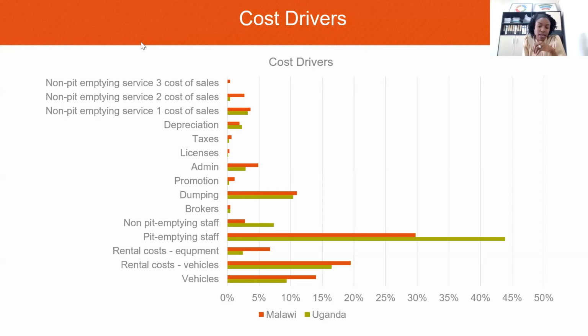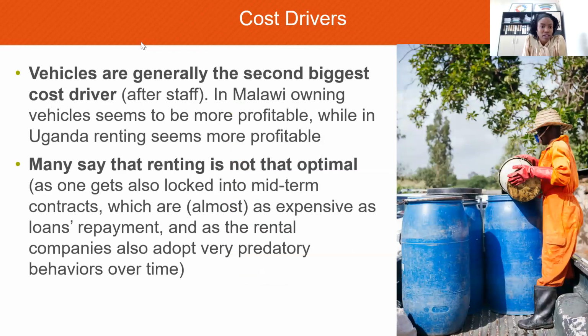Just mentioning a few from this graph, considering there are also others which are equally important, which the entrepreneur cannot go without. Let's say, for example, the dumping fees, which are charged at the treatment plants, the dumping plants where these entrepreneurs dump the sludge. As I've explained already, vehicles are generally the second highest cost driver. We have looked at staffing being the first one, but the second one, in both Blantyre and Kampala, is vehicles, bringing more costs to the pit emptying business. But unfortunately, it's a cost that the pit emptiers cannot run away from.